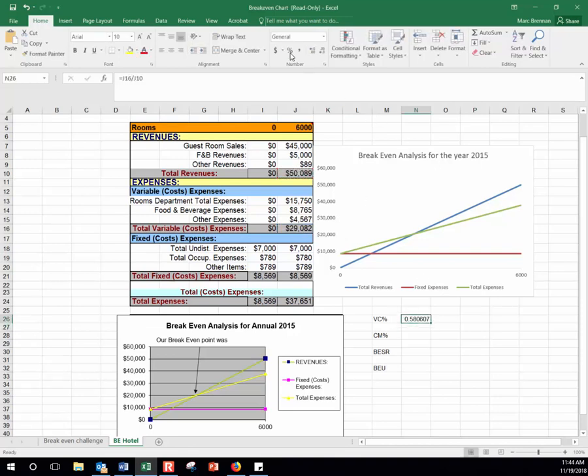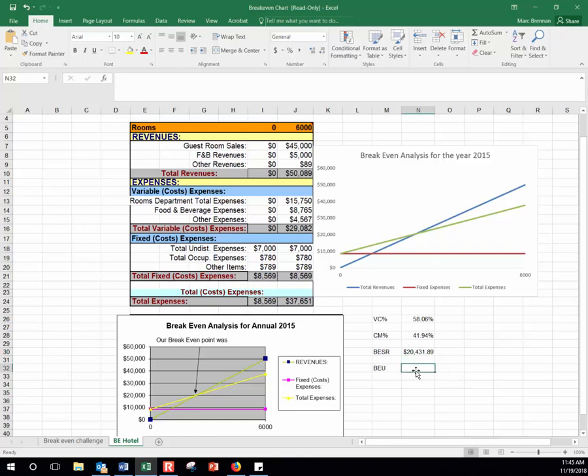Now we need to see this as a percentage with 2 decimal points. Contribution margin percentage, if you go back to our previous worksheet or your managerial accounting, it's 1 or 100% minus your variable cost percent. So 41.94%. Break-even sales revenue is our fixed costs, which don't change, divided by contribution margin percent. So this is our break-even sales revenue. We need to hit this much in sales in order to not lose money, but we're also not making any money at that point.